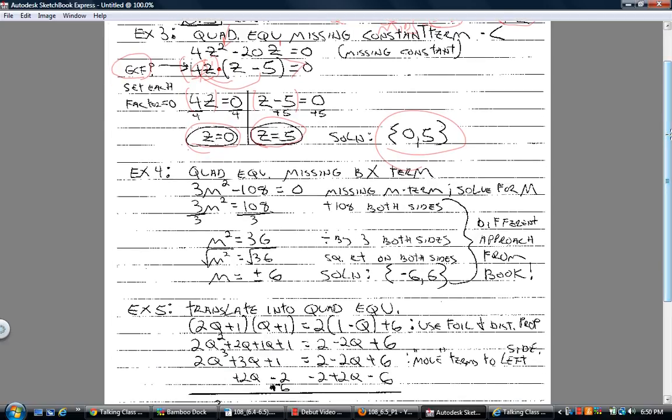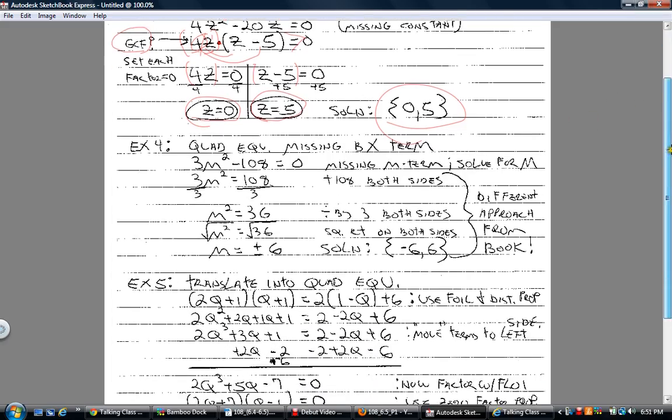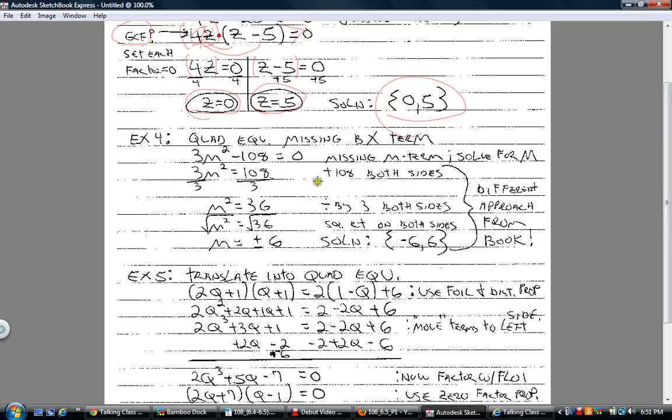What happens in example 4? They try to mess with you a little bit and they say you're missing the bx term. Oops, sorry, let me just scroll up here a little bit. Bx is what? Your middle term. You're missing the middle term. So let's go down and look at this. So here's an example, 3m squared minus 108 equals 0.